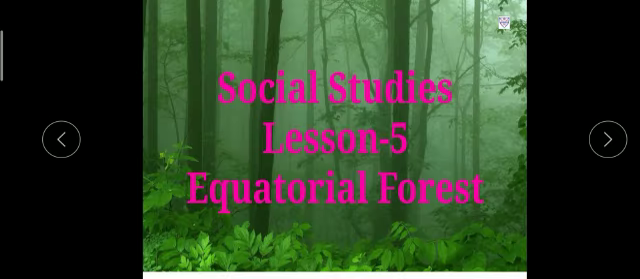Lesson number 5, Equatorial Forest. In this chapter, we are going to study about climate, plant life, wildlife, and human life of Equatorial Forest region. The Equatorial region falls in the torrid zone and lies on both sides of the equator. The region is hot and wet, and rainfall occurs along with thunderstorm in the afternoon at 4 o'clock. They are also called 4 o'clock showers.